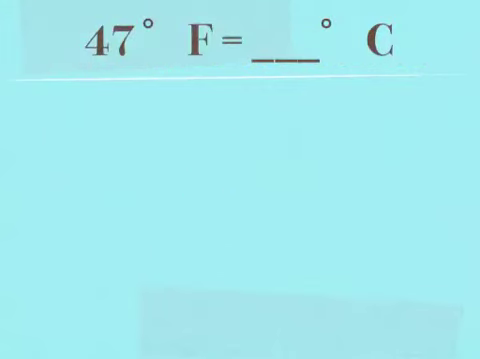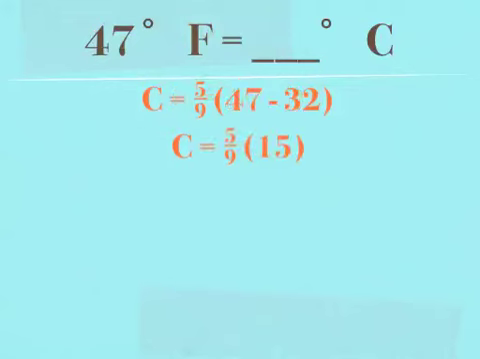If I'm given 47 degrees Fahrenheit and I want to find what it's going to equal in degrees Celsius, I'm going to plug in 47 for F in the formula that I just showed you. So it's going to be Celsius equals 5/9 parenthesis 47 minus 32. Thinking back to the order of operations, we have to do what's inside of the parentheses first. So I have to do 47 minus 32 first, which is 15.